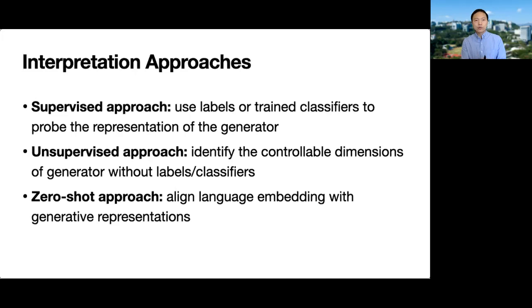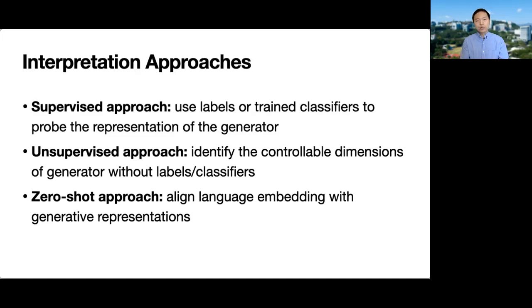So the first category is a supervised approach, which means we can use labels and trained classifiers to probe the representation of the generator. The second approach is the unsupervised approach, which means for those models, we don't have any labels or classifiers. How can we still identify the controllable dimensions of the generator?